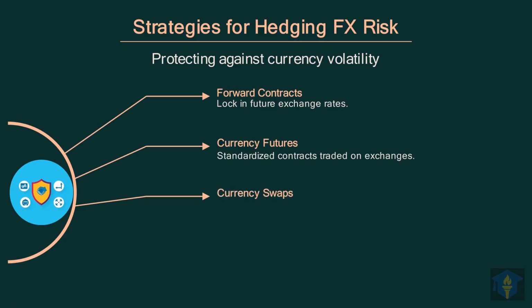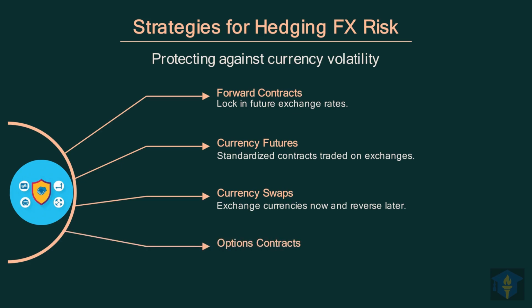Another important tool is currency swaps, which provide more flexibility in risk management. Currency swaps allow you to exchange currencies now and then reverse the transaction at a later agreed-upon date. Finally, we have options contracts, which offer a different kind of protection mechanism. Options give you the right, but not the obligation, to buy or sell currency at a predetermined exchange rate.